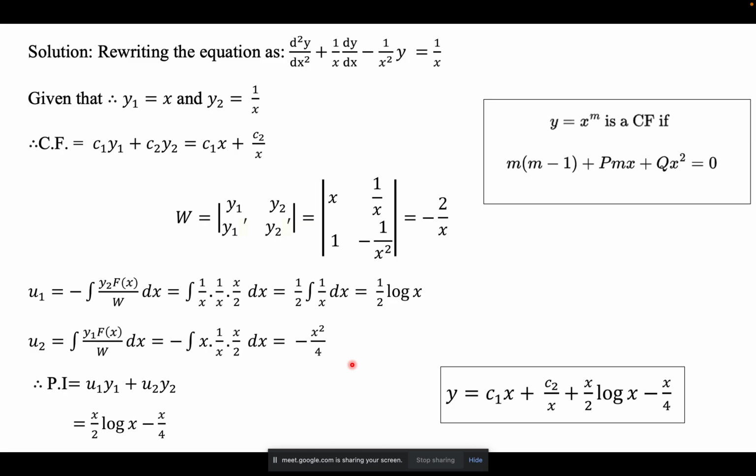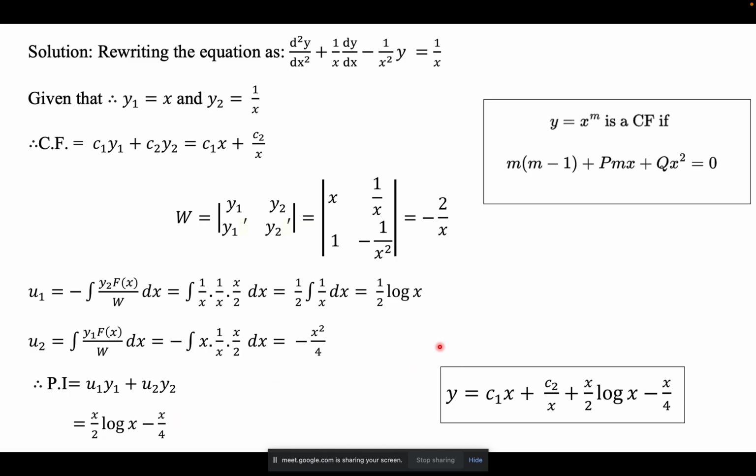So now you have all the values. The particular integral you can write as u1 times y1 plus u2 times y2. So if you take half log x times x, and then you have minus x square by 4 times 1 by x. So your particular integral will be like this.